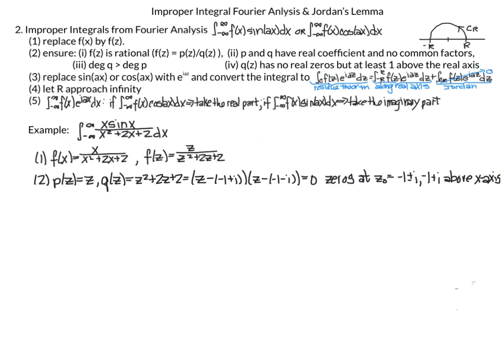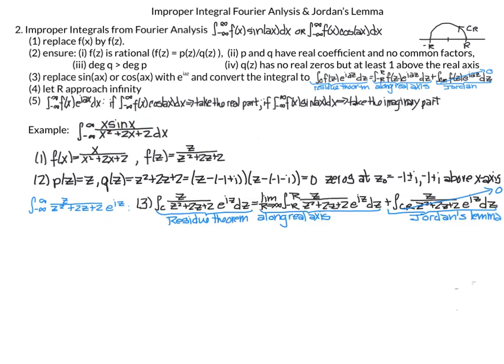So the next step is to replace sine of ax or cosine of ax with e to the iaz, and then convert to this integral that's our closed curve contour. This is kind of two steps. The first one: replace sine of ax or cosine of ax with e to the iaz. So coming over here to our original integral, I'm going to have the integral from negative infinity to infinity of z over z squared plus 2z plus 2, and I replace this sine with e to the iz. And now I'm going to set up my closed curve contour.